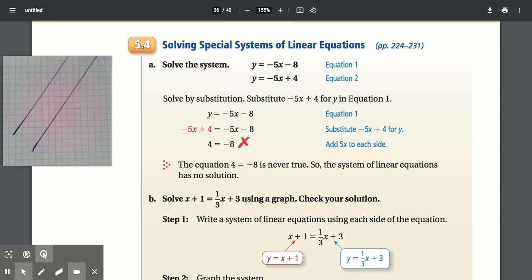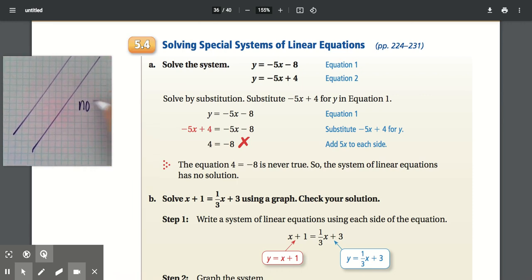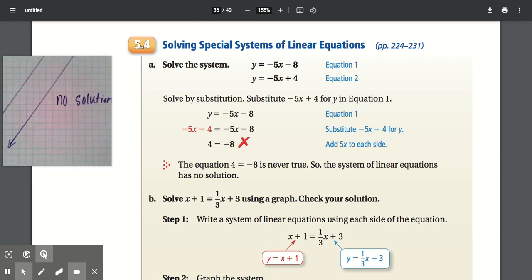You're going to notice they're both in slope-intercept form. And the slope for both of these lines would be a negative 5. If they have the same slope, they're going to be parallel lines, meaning they're never going to cross, and there is no solution. Because that's the definition of parallel lines. They go on for eternity and never cross, so you're never going to find a solution there if they have the same slopes.